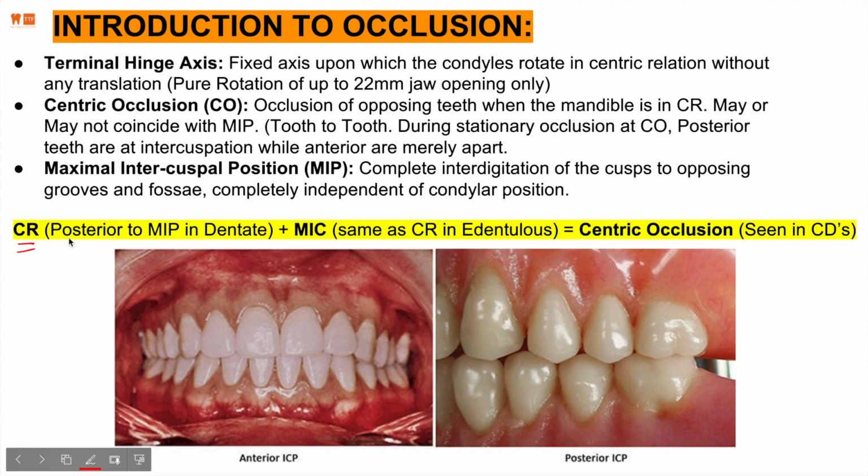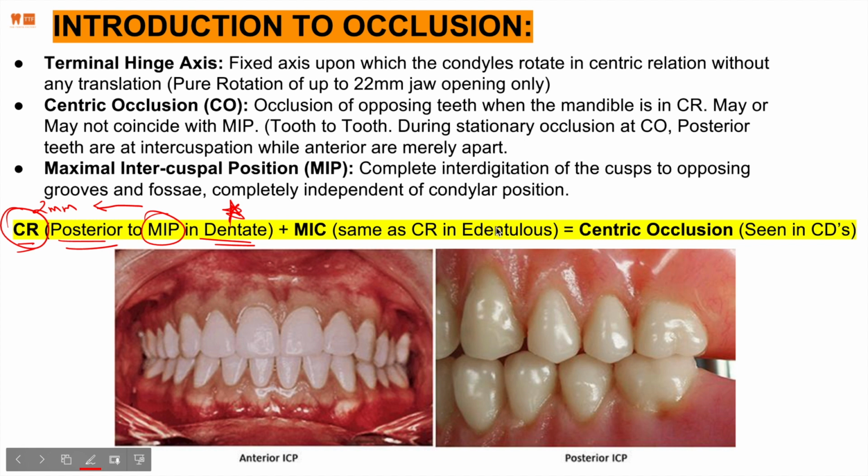Centric relation is a little bit posterior to maximum intercuspation in people that have teeth, dentate patients. So for example, for us, if you chew down on your teeth to maximum intercuspation and then slide your mandible back a little bit, that 2 millimeters of a glide posteriorly is your centric relation because we're dentate.